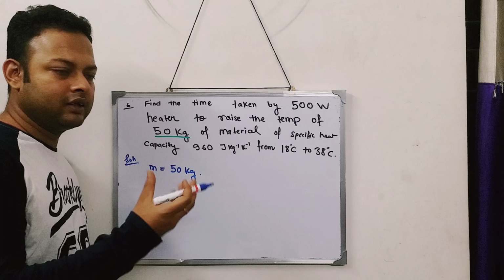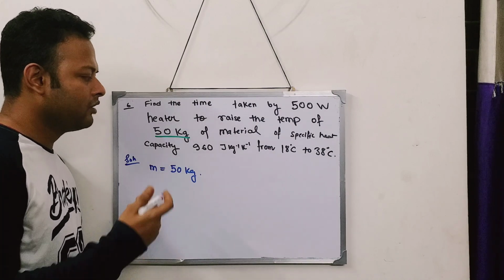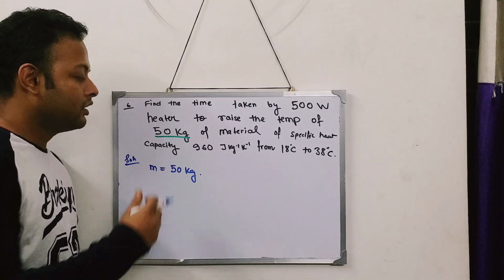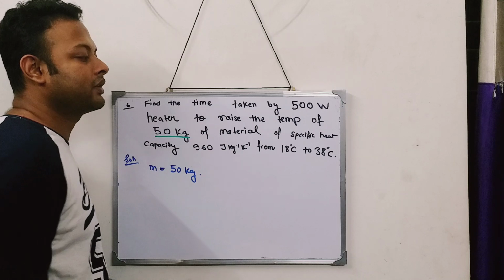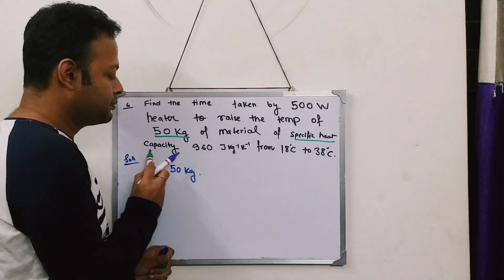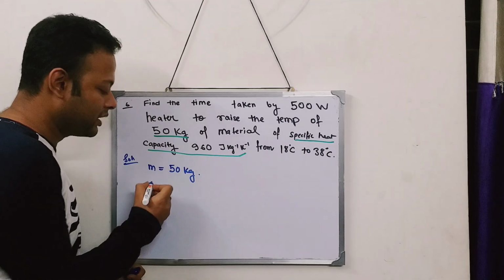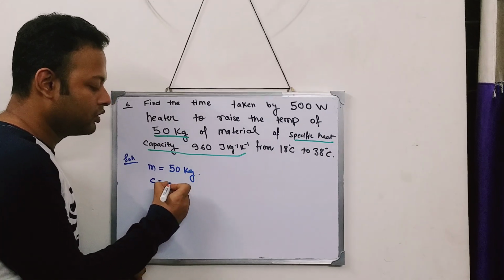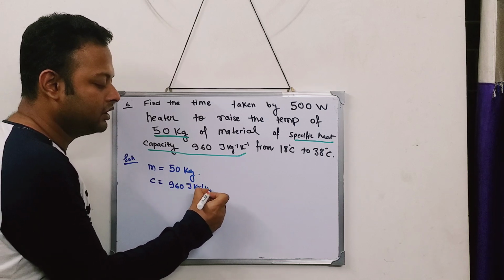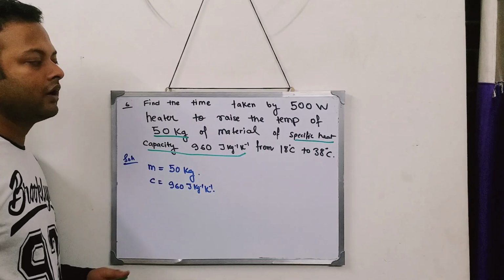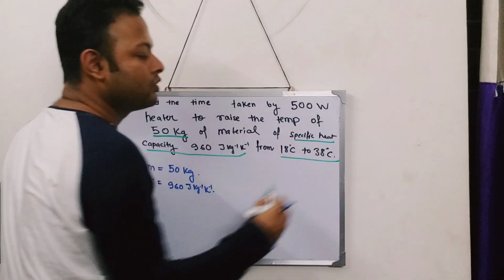50 kg of a material, any material, over here nothing specified, it can be iron, copper, anything. That material has a specific heat capacity of 960 joule per kg per Kelvin. So specific heat capacity means small c. Small c is 960 joule per kg per Kelvin. And it goes from 18 degrees centigrade to 38 degrees centigrade.